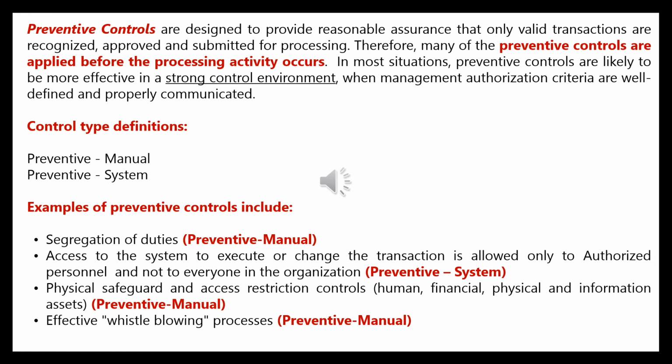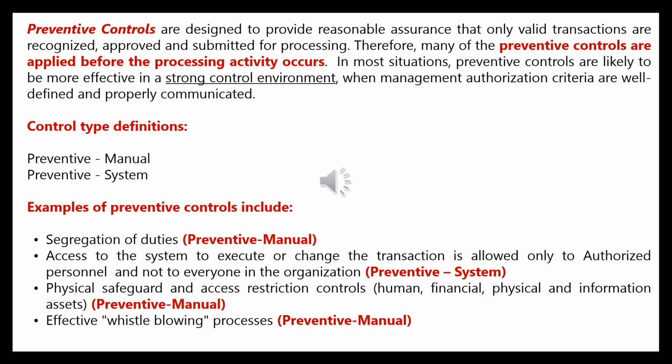Now, by the definition, control types, preventive control could be manual or preventive controls could be systemic. Like we saw in the second slide, preventive control being a traffic light, it's a systemic control. Preventive control being a traffic cop is a manual control.